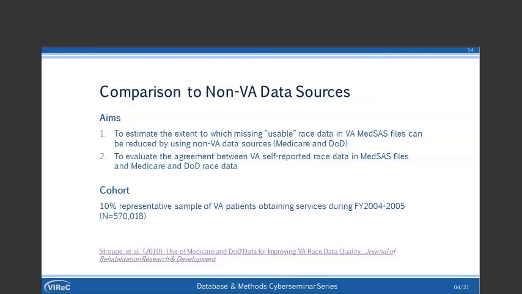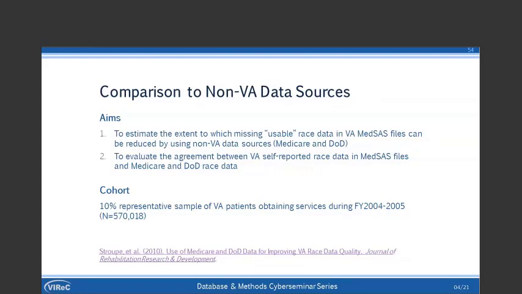And finally, I'm going to discuss a project by Kevin Stroop and colleagues that was published in 2010 that did a comparison between VA and non-VA data sources. Although this was published a few years ago, the trends that they saw in the data still hold true. The aim of their study was to estimate the extent to which missing usable race data in the VA MedSAS files could be reduced by using non-VA data sources, and the sources they used were Medicare and DoD. They also evaluated the agreement between the VA self-reported race data and the Medicare and DoD race data.